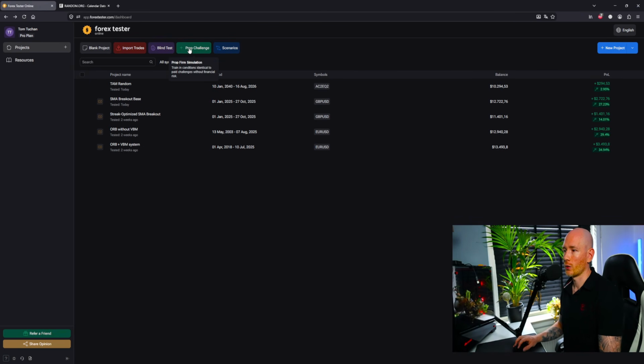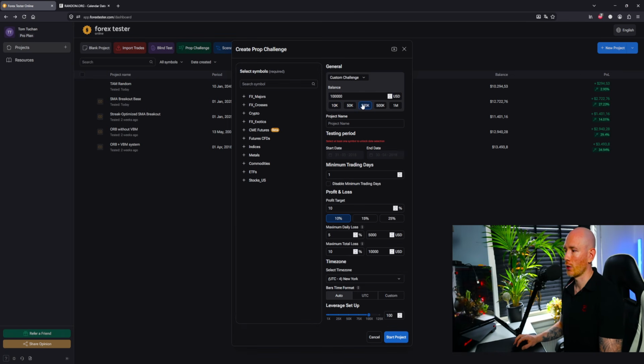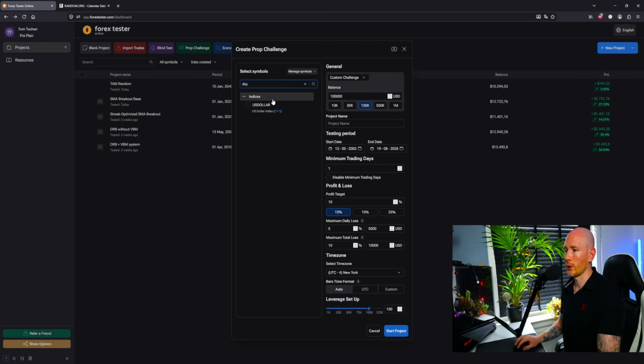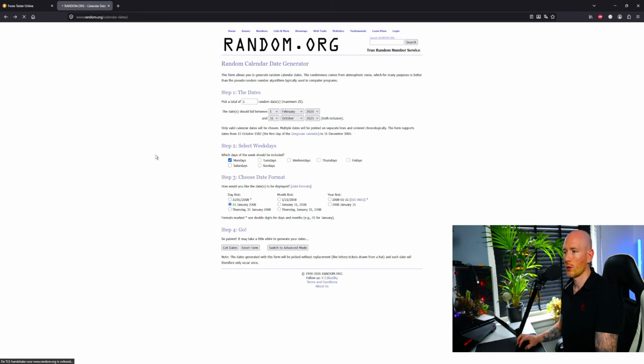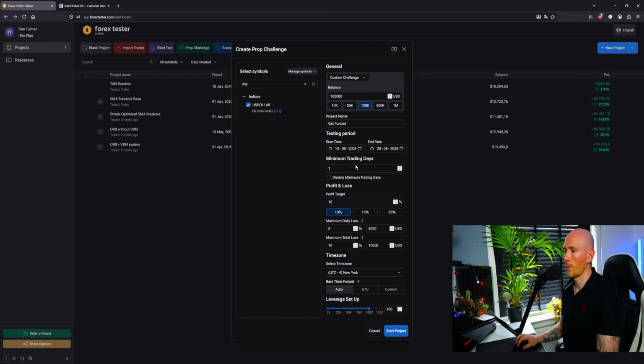All right, guys, let's get into this prop firm challenge. They have the button here, right? Prop firm challenge. We'll go and make our own. We'll do a 100K account. Let's pick EU, and I also want to have DXY so I can compare for SMT. So these two assets, we'll call it get funded. We only need a random date. Let's pick a random date here. 2nd of June 2025. Okay.